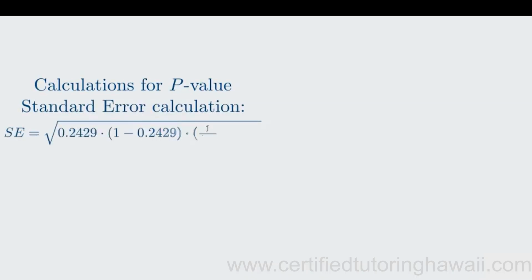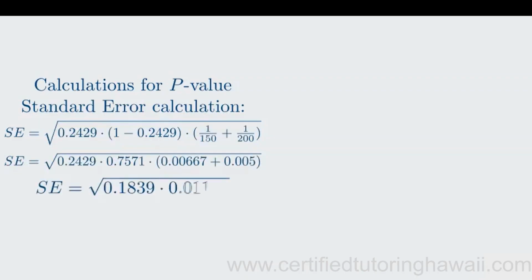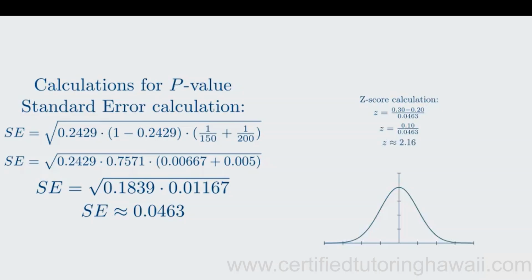The standard error is approximately 0.0463. This represents the typical distance we would expect the difference in sample proportions to be from zero, just due to random sampling variability. Our observed difference of 10% is 2.16 standard errors above zero. Using our calculator, or z-table, the area in the right tail is 0.0154.